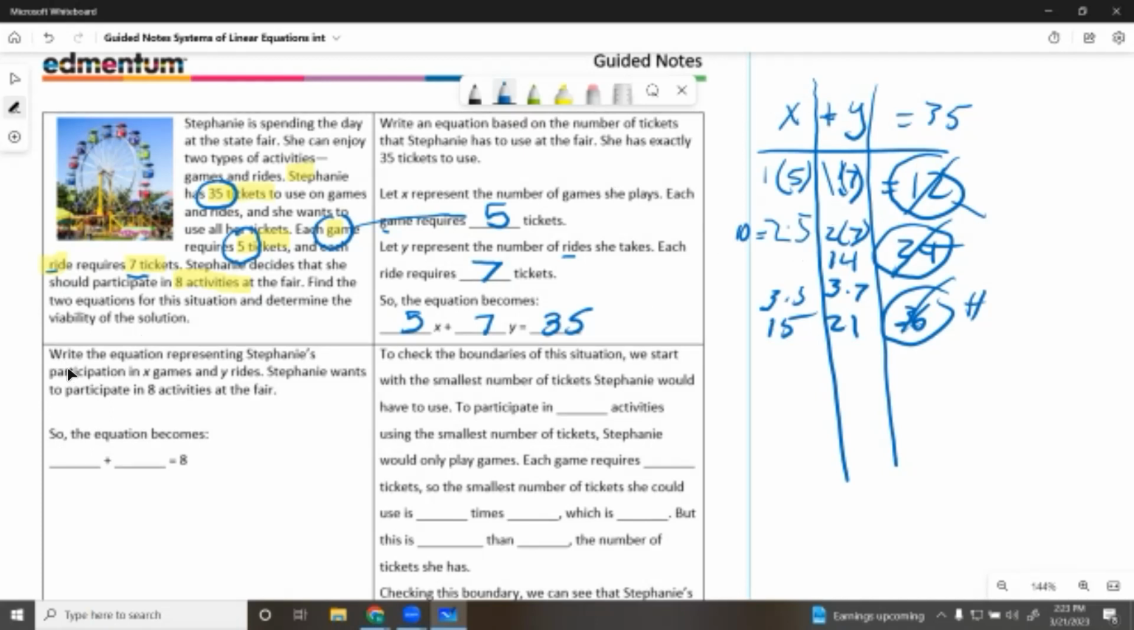Next, we're going to go on to write the equation representing Stephanie's participation in X number of games and Y number of rides. Stephanie wants to participate in 8 activities at the fair. So let's work that out.